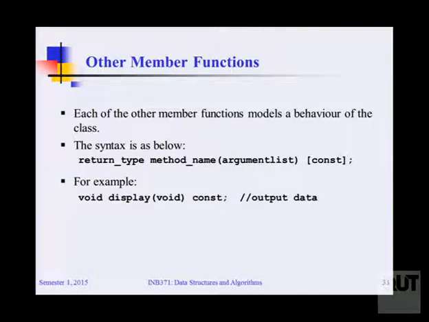Because this display is something like an accessor, not a mutator, since it does not change the value of any class members, we put a const at the end of the function prototype. That's pretty easy. Yes? If a method doesn't have any parameters, you can put void, or you could just say display with empty parentheses. Either is okay. If you don't put anything there, or you put a void there, it doesn't matter.